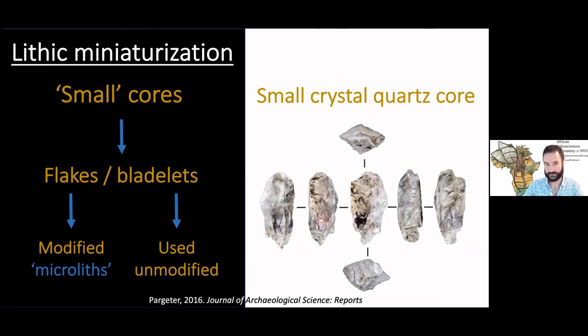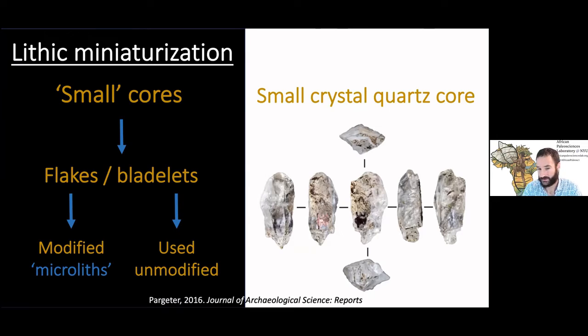So before we dive too deep into the data and examples of what lithic miniaturization is, we've got to take a step back and just look at the process itself. Lithic miniaturization refers to the systematic, that is repetitive and intentional, making and using of small flakes and bladelets from small cores. By flake and bladelet, I basically mean things that are either very long and thin or quite wide and a little fatter. Those are the essential key differences.